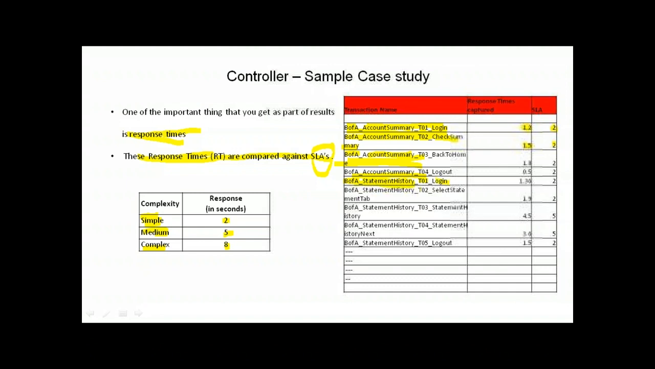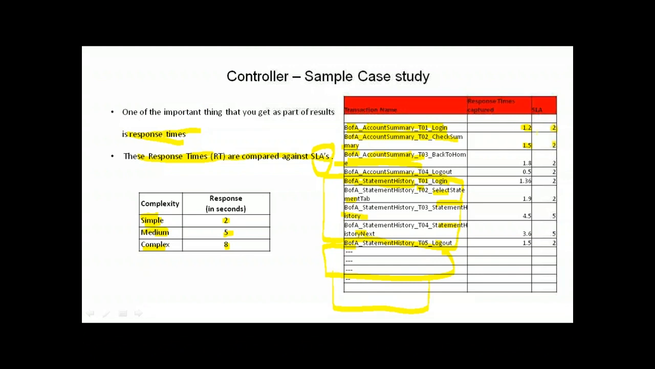Again login. Then T02, select the transaction tab, select the statement tab. Third one is statement history. Fourth one is statement history next, and fifth one is the logout. So like this, in the second script you have 5 transactions. Like this, the third script will have multiple transactions. Fourth script, like this, you will have n number of transactions. So if you have 50 scripts, you could have close to 150 transactions.